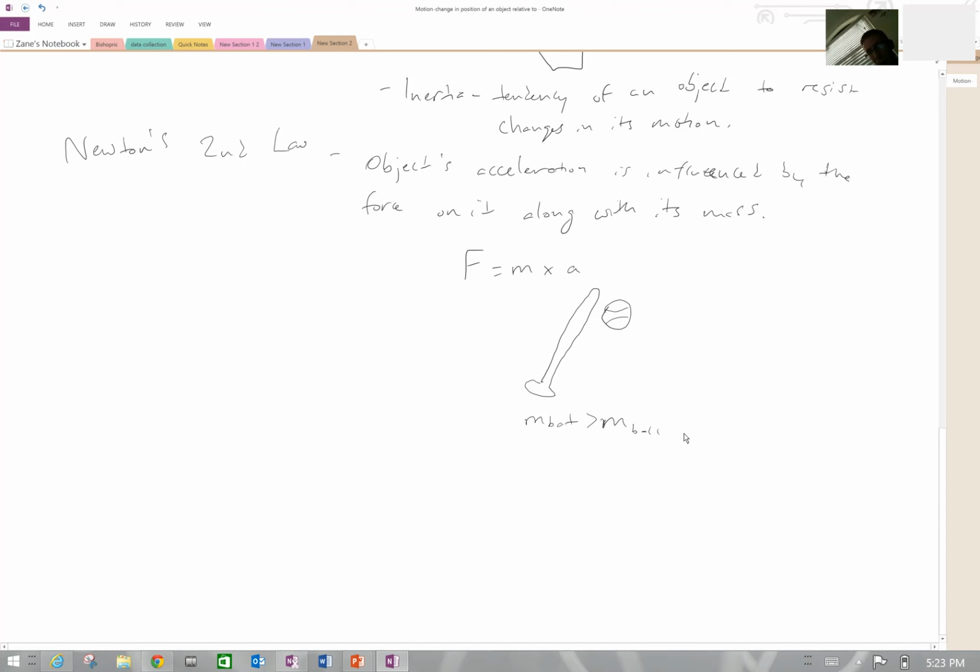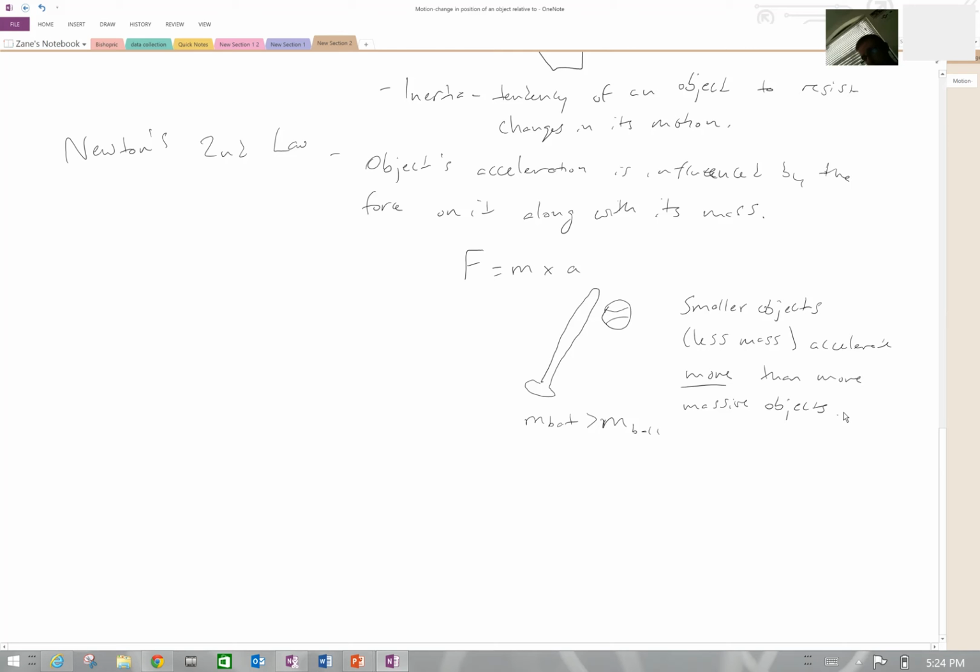Because the mass of the ball is so much smaller than that of the bat, the acceleration due to that force between the two objects will accelerate the ball much more than it will the bat. Okay? So basically, smaller objects, or less massive ones, accelerate more than more massive objects. Kind of makes sense.